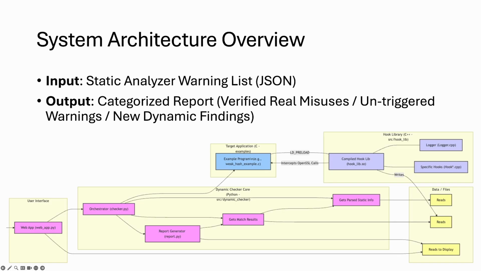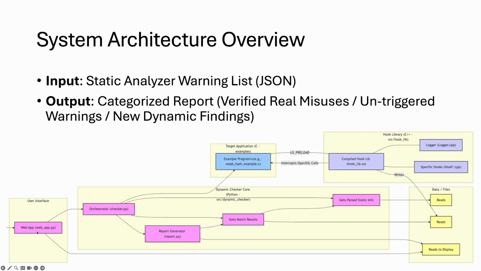So this diagram illustrates the high-level architecture of our dynamic verification system. Let's walk through the components and data flow. On the far left, we have the input, which is a report generated by an external static analysis tool, typically in a structured format like JSON or XML, containing a list of potential OpenSSL misuses with details like the function involved and code location.